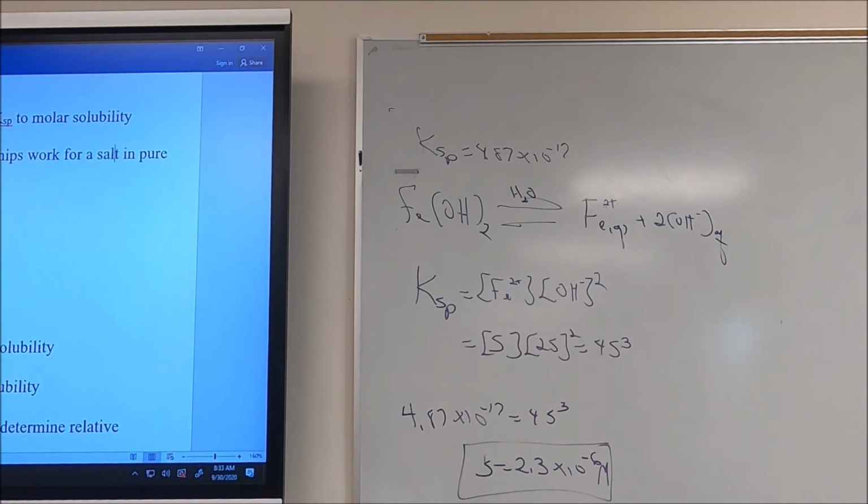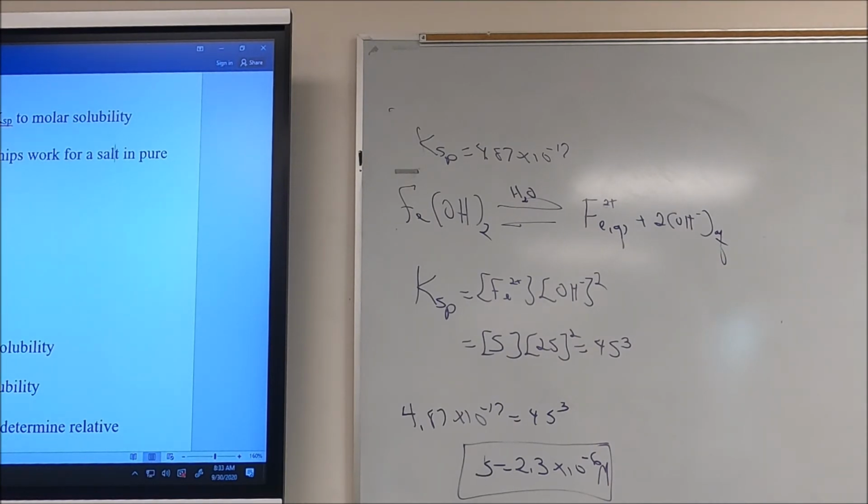So, not too bad, right? You should be able to plug and chug with these. You might want to look at practice problem 17.9. It's another example of a slightly soluble salt being dissolved in water. Okay? So you can give it a shot.